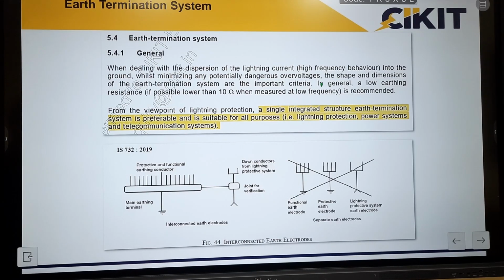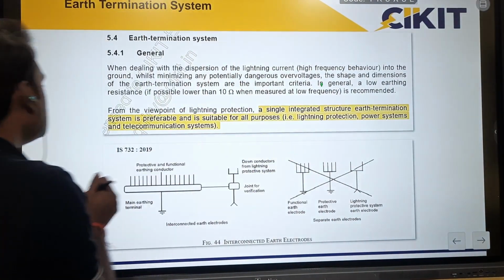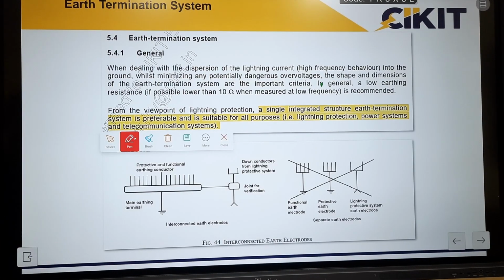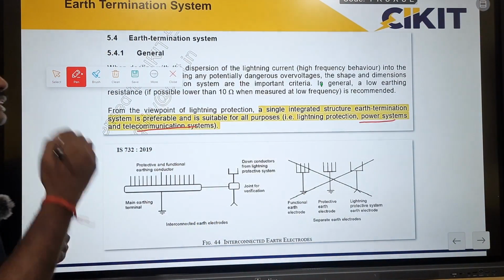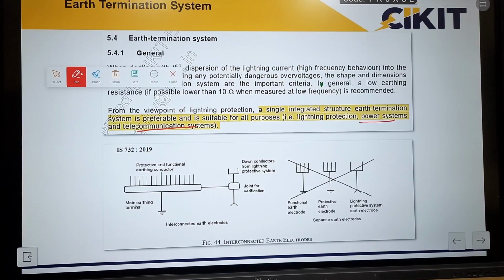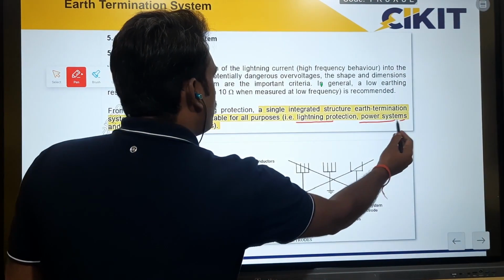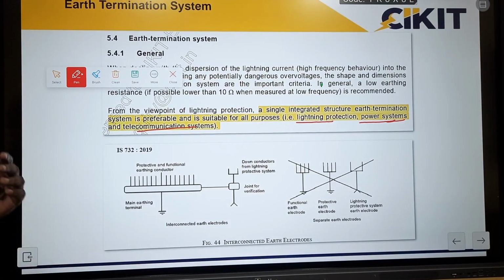So 62305 clearly mentions that the earthing of the lightning protection system can be interlinked with the power system and telecommunication systems. Many people will say that lightning protection earthing should not be interlinked with power system earthing and telecommunication system earthing. But the standard clearly mentions that a single integrated earthing system is preferable for the lightning protection system. They have clearly mentioned that the lightning protection system, power system earthing and telecommunication system earthing can be bonded below the ground level to achieve this single integrated earthing system.